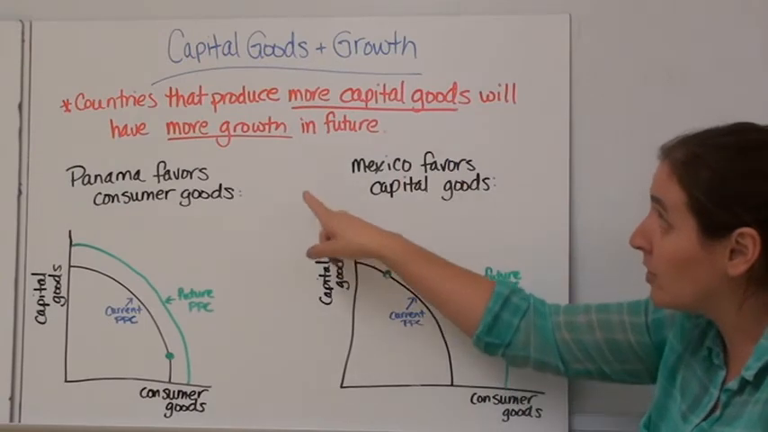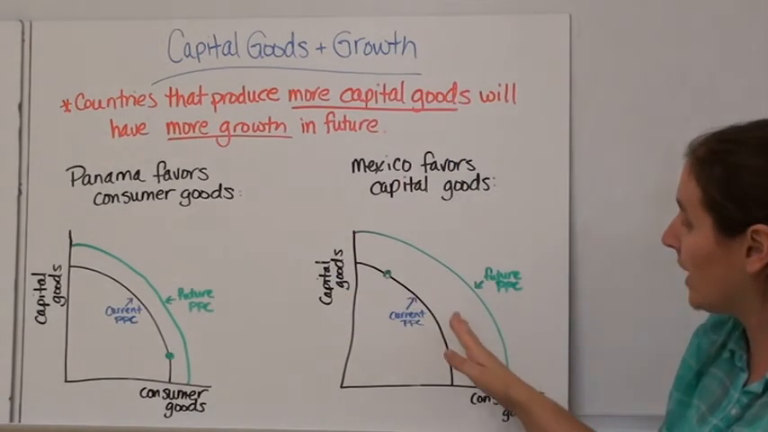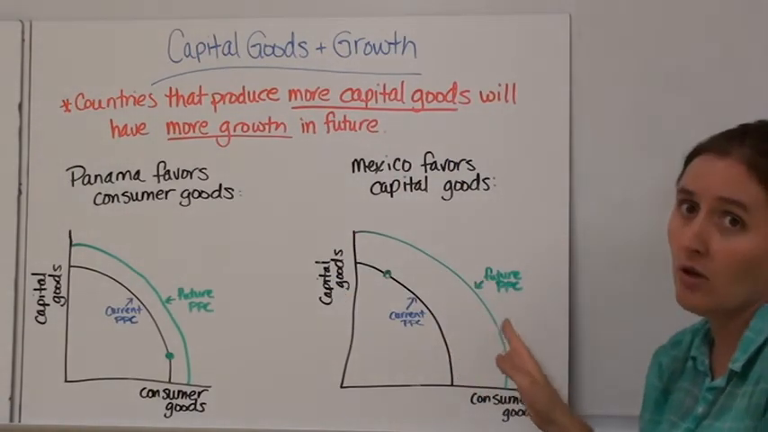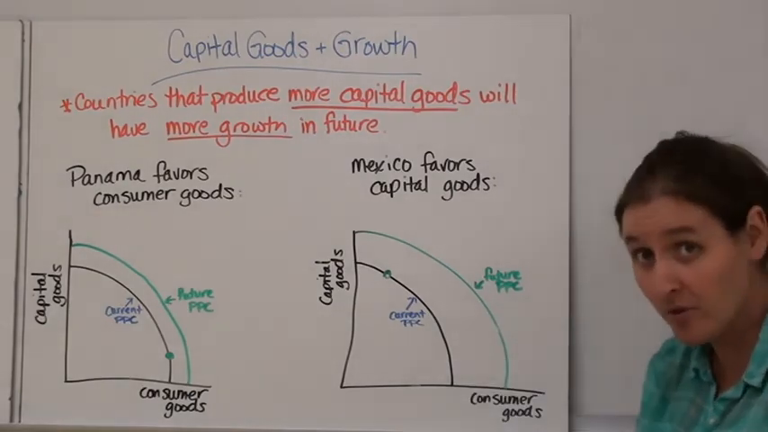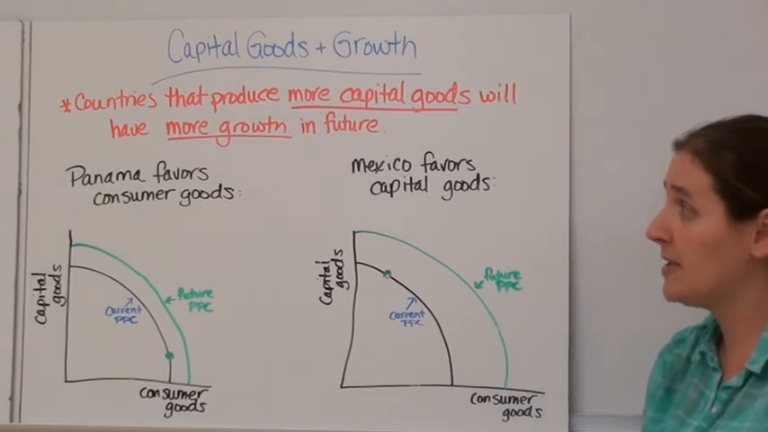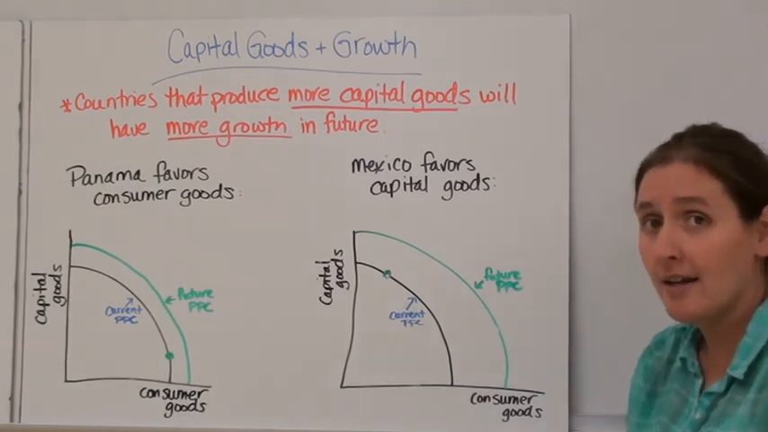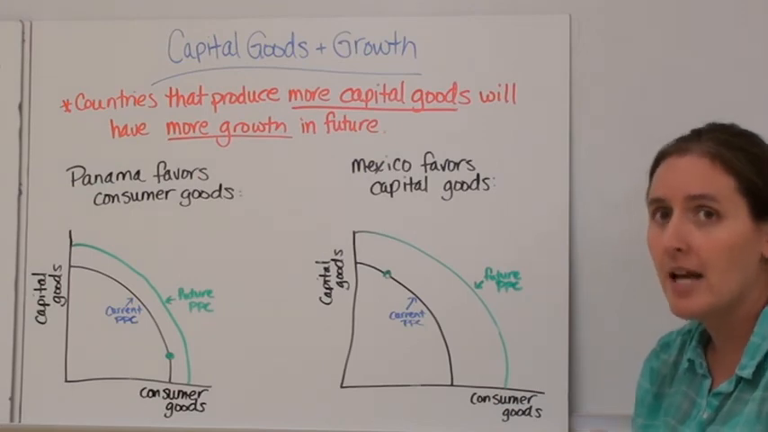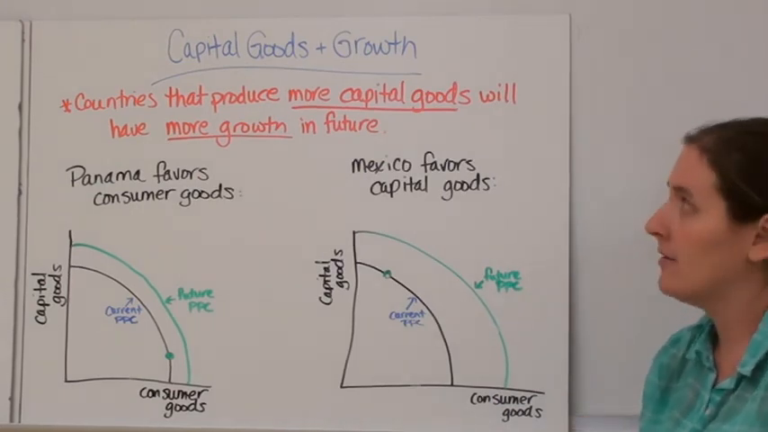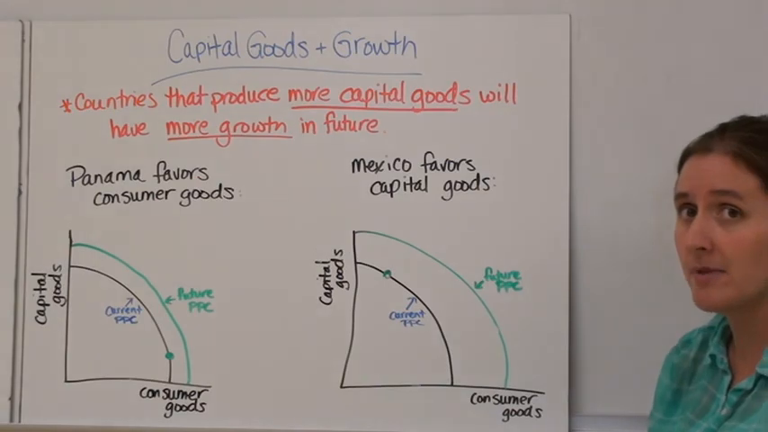So producing more capital goods will increase your future growth. You'll see more growth in the future. Okay? Remember those concepts about the PPC? Look at your text, look at the PowerPoints, get the PPC down so that you can get these concepts. All right?